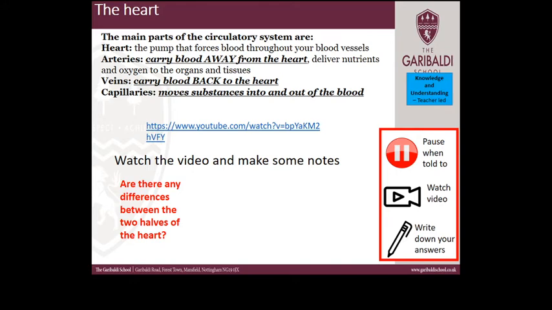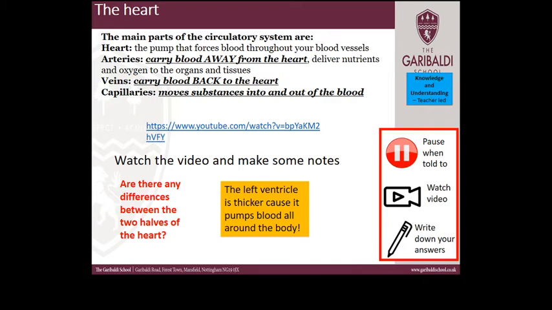Okay, now that you've watched the video, hopefully you have a better understanding of the heart. So, are there any differences between the two halves of the heart? Yes. And this is a really important thing too. If you remember this, you will not get confused in any heart-related questions as to which side is oxygenated blood or deoxygenated blood. If you look at the left ventricle, so in the heart you have the 4 chambers.